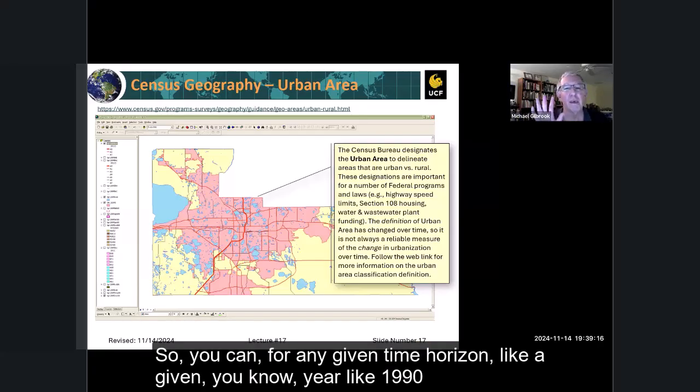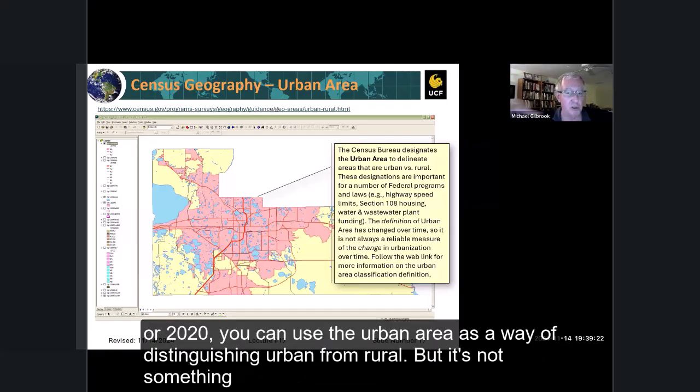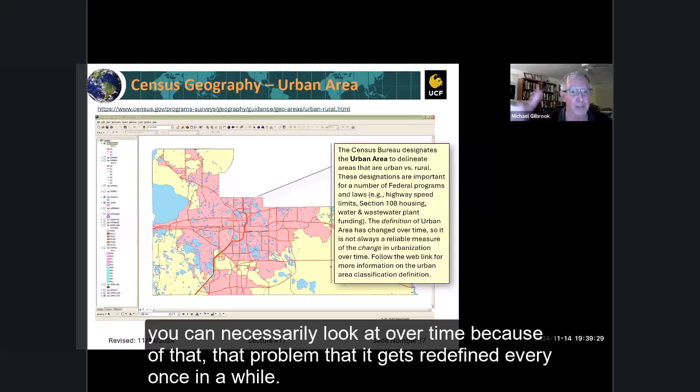So for any given time horizon, like a given year, like 1990 or 2020, you can use the urban area as a way of distinguishing urban from rural, but it's not something you can necessarily look at over time because of that problem that it gets redefined every once in a while.